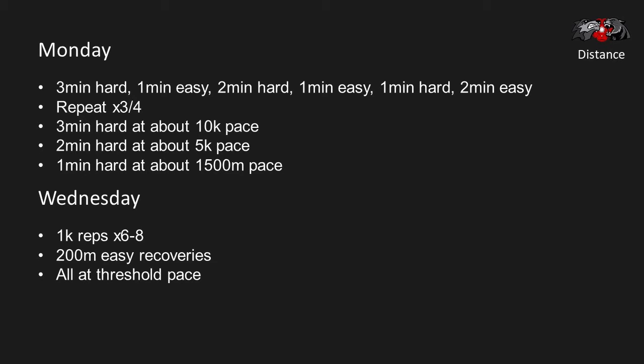And so in the second session, it's just going to be reps of 1K. So I recommend you do 6 to 8 of these. So then the pace is going to be a relatively easy threshold pace. So each set shouldn't feel too hard. And then the recovery for each is going to be 200 meters, just either easy jog or just an easy walk.